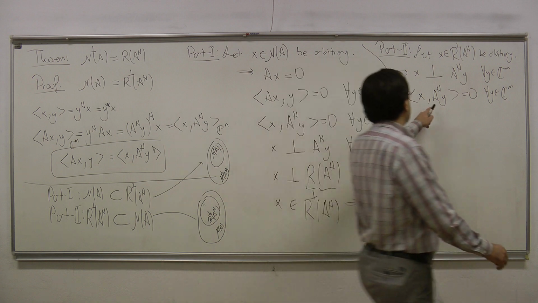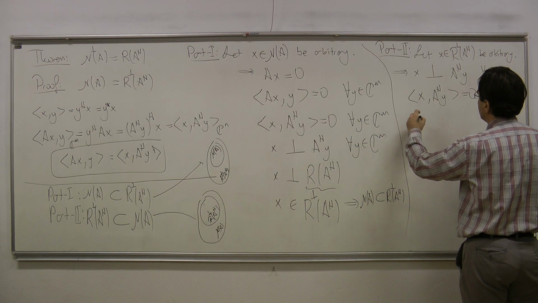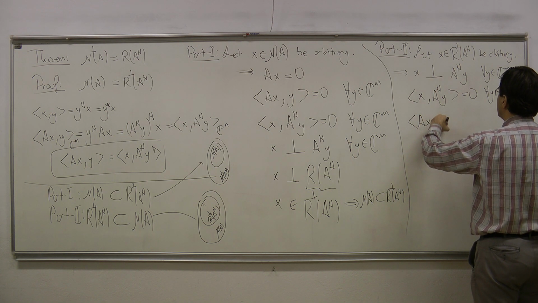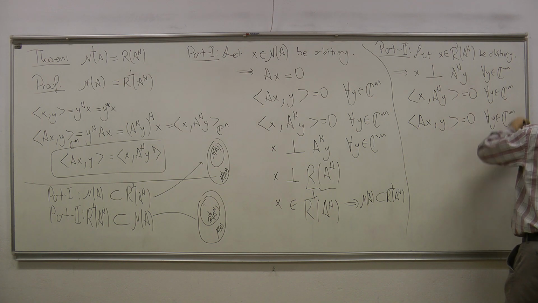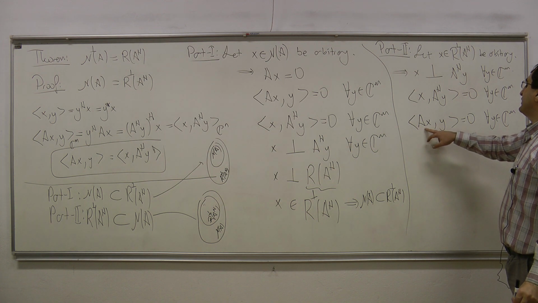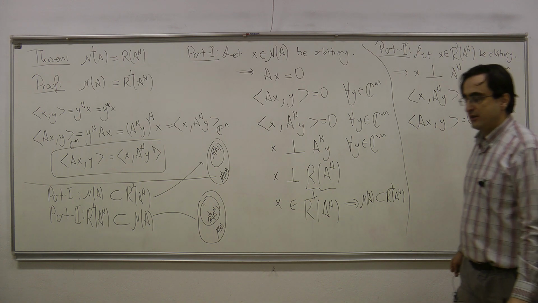So now I can apply my trick. I can take this A Hermitian to the other side by taking its Hermitian. A Hermitian is A. So I have inner product of AX and Y equal to 0 for all Y in Cm. So we see that here the AX and Y inner product is equal to 0 for all Y's in Cm.